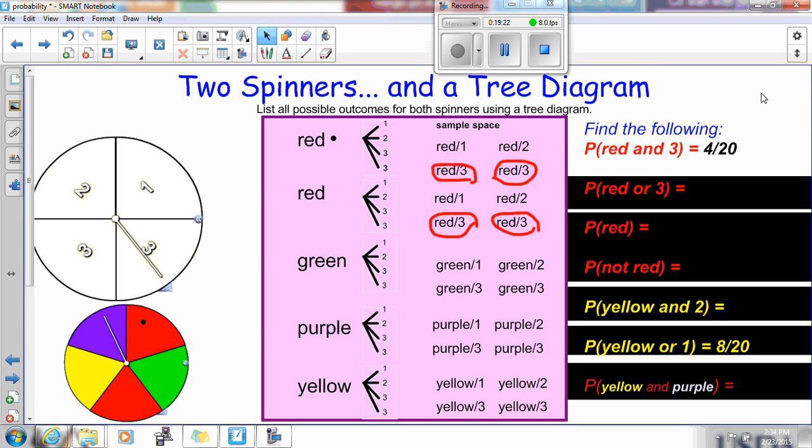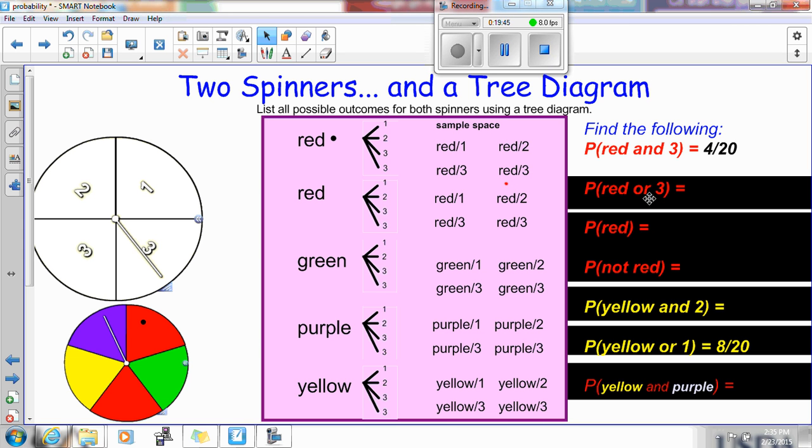Four out of 20. And of course, again, we could reduce that to 1 out of 5, but we don't need to. Okay, now let's do the next one. Probability of a red or a 3. Very, very subtle difference there. Just the word or instead of the word and.